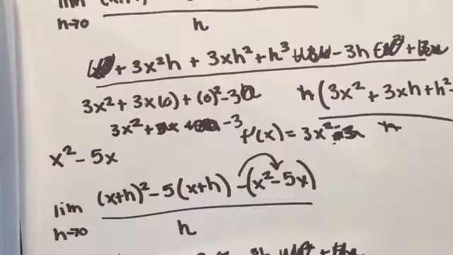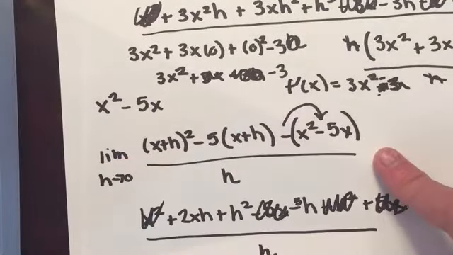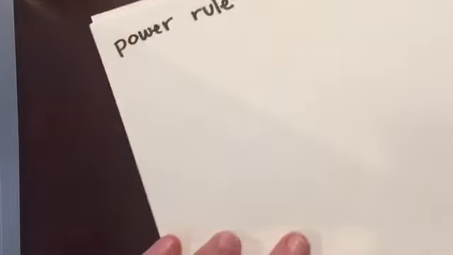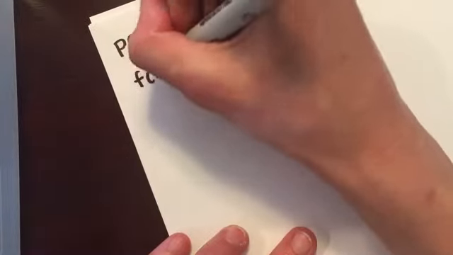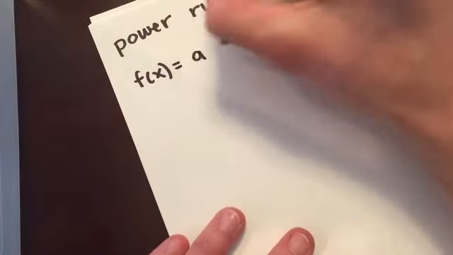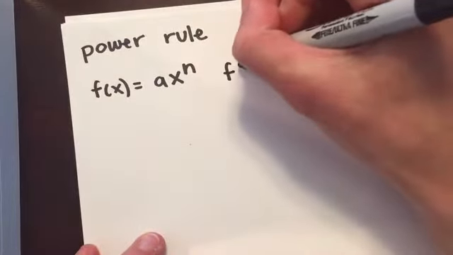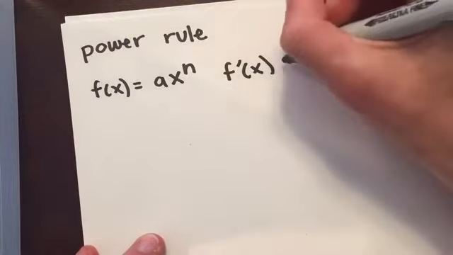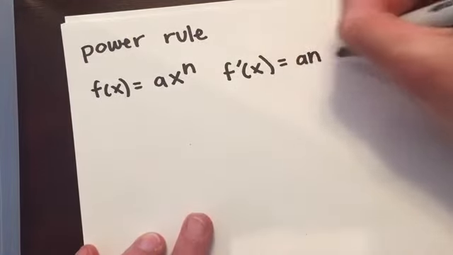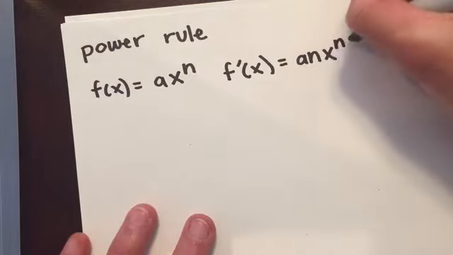Okay, so the method of taking the limit is the long method. So I'm going to teach you guys a quick shortcut method of how to do this a little bit faster. This is called the power rule. The power rule comes with its own equation. So if f of x is equal to a times x to the power of n, then f prime of x is equal to a times n times x to the power of n minus 1.